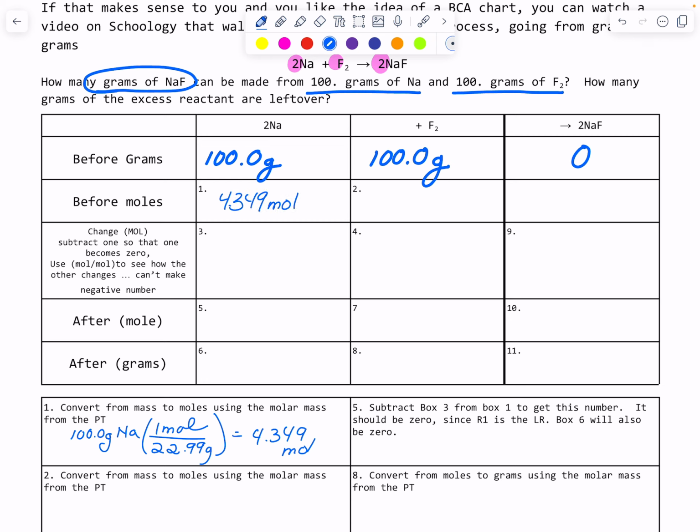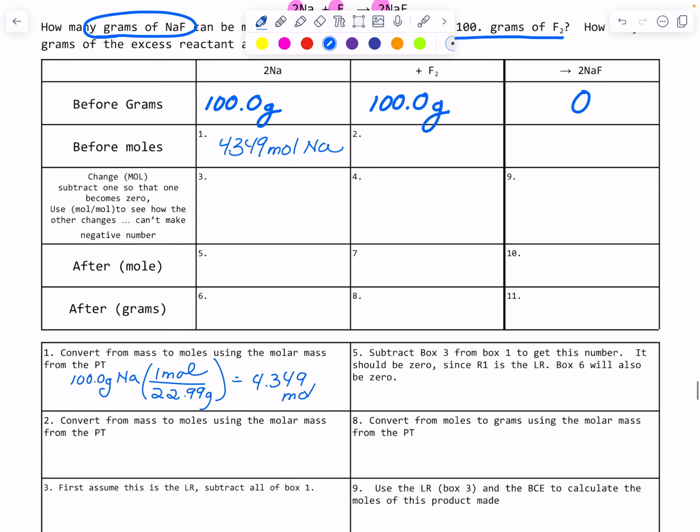So this is 4.349 moles of sodium. And I'm just going to do the same thing with the 100.0 grams of fluorine. Right, convert that over. And that is 2.63157. And of course, if I have no grams of sodium fluoride, I have no moles of sodium fluoride. And now I calculate the change.